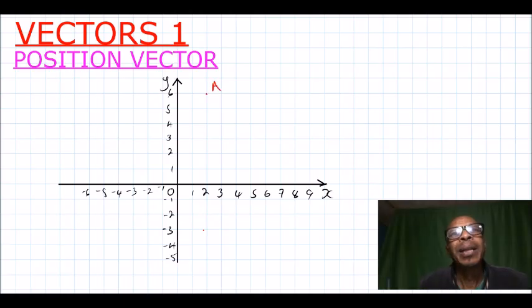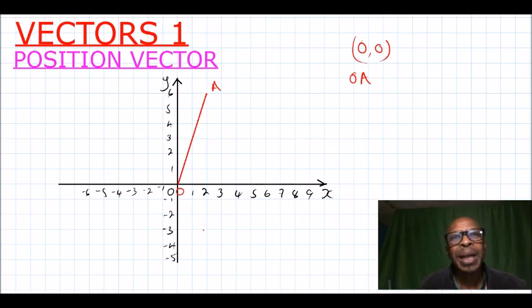So if we pick a point and say that is our point A. The coordinates 0, 0 are at the origin. That is the starting point where the x-axis and the y-axis intersect. So if you draw a line and we join it to point A, then this vector, we call the starting point O. It is OA. This is a position vector.